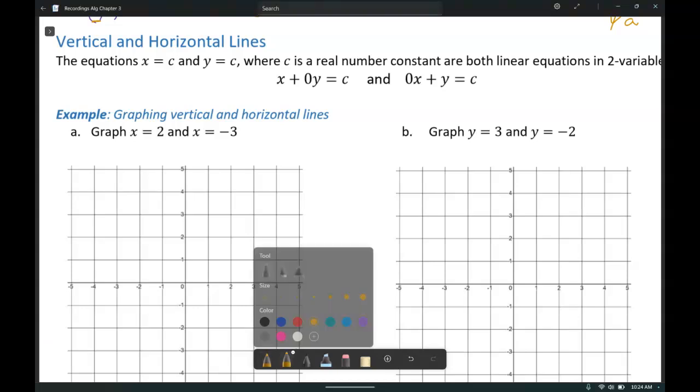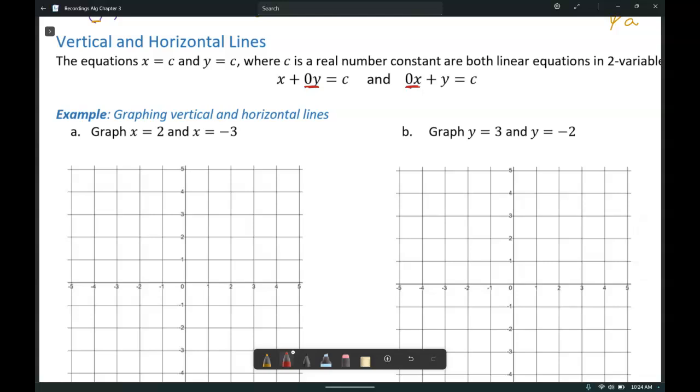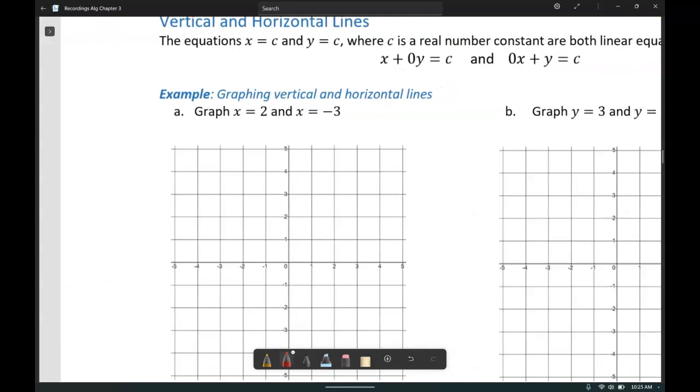Let's take a look at two special lines, horizontal and vertical. When we have the equations x equals a number and y equals a number, we get a horizontal and vertical line. What's happened with these equations is essentially the coefficient of x or y is 0, canceling out that term, leaving us with just x equals a number or y equals a number. So let's see why we get horizontal and vertical lines.